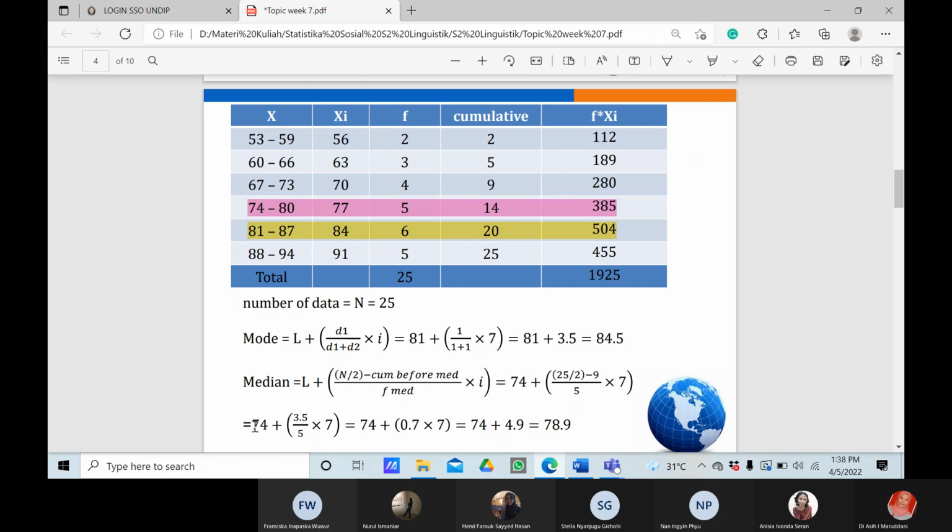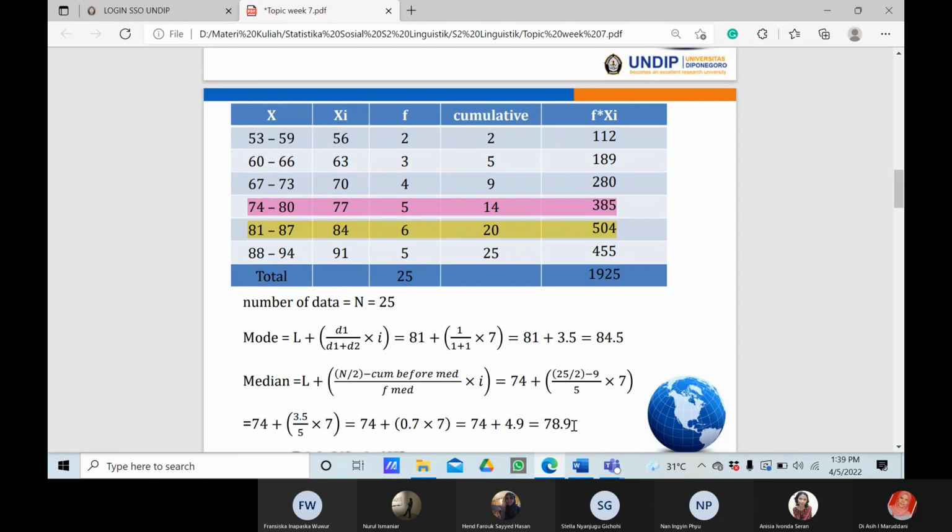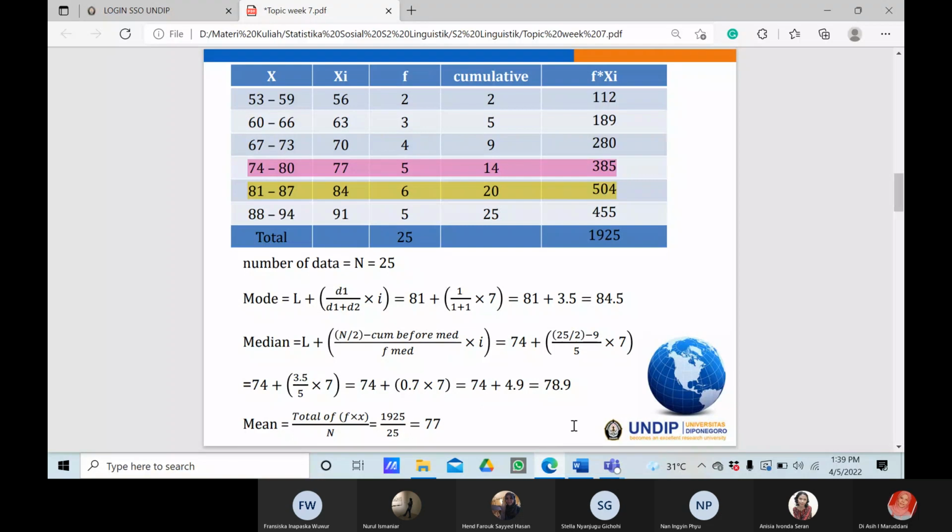Okay. Then this calculation is equal to 74 plus 3.5 divided by 5 times 7, which is equal to 74 plus 0.7 times 7. Then it will be 74 plus 4.9. Then we have the median, 78.9. Okay, I think we can practice it later with another data.